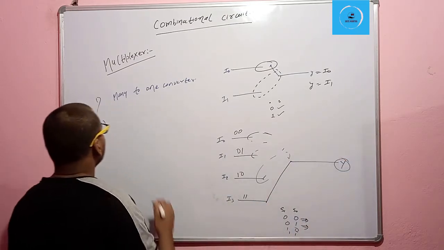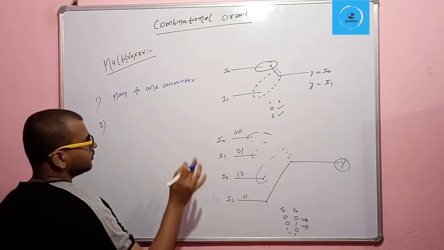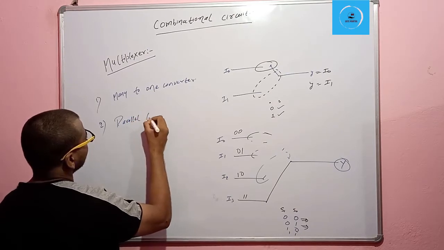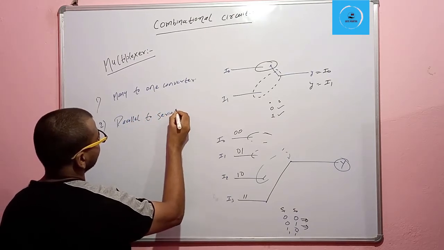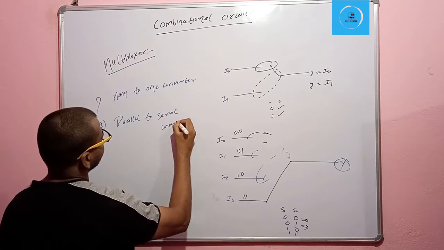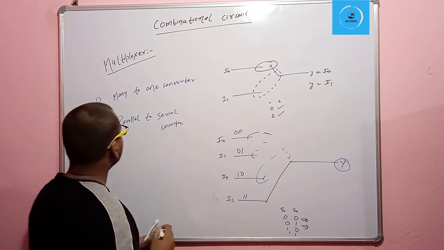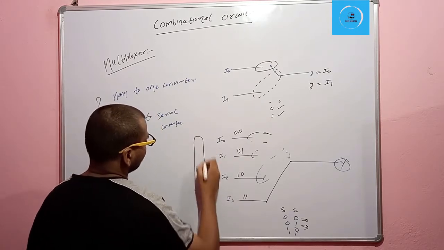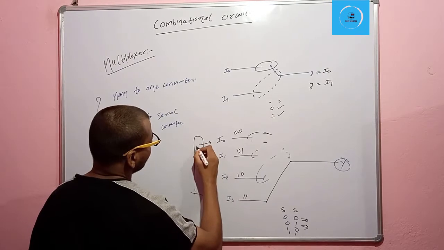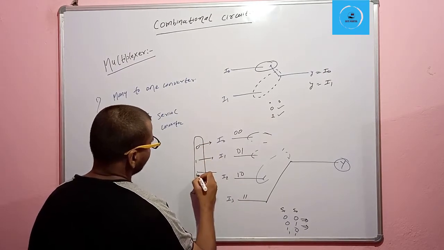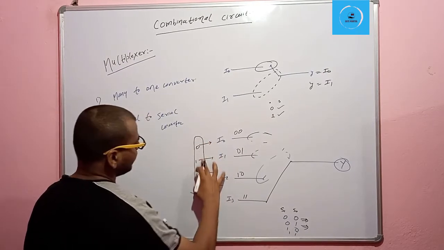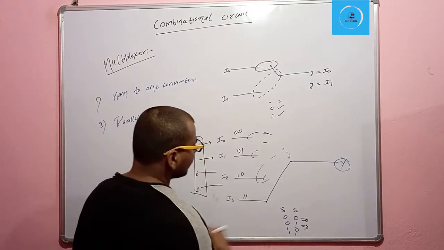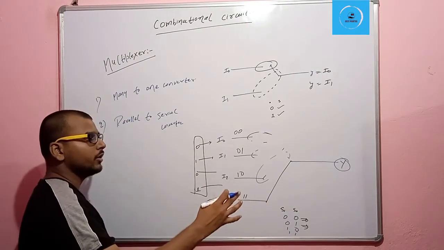We can also say that it is a parallel to serial converter. Why? Because any values we give here, 0 1 0 and 1, we give this value to the input, and the output takes one value at a time.